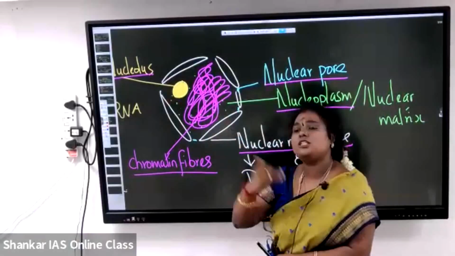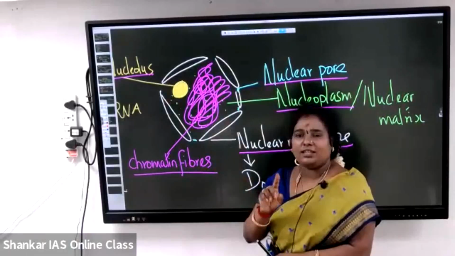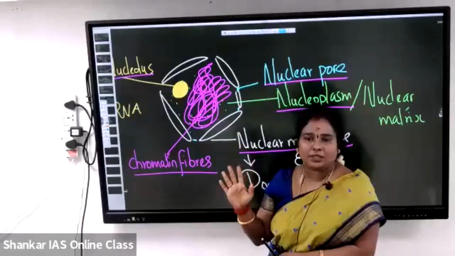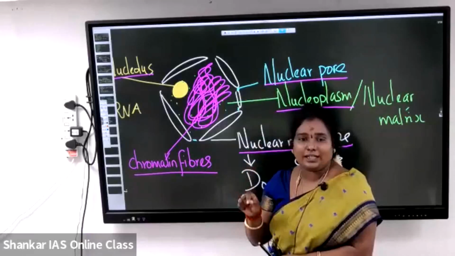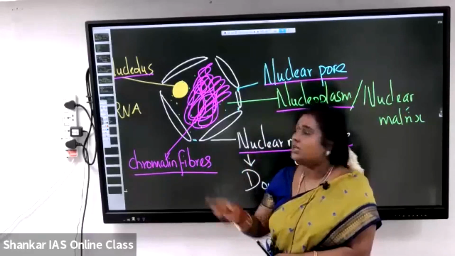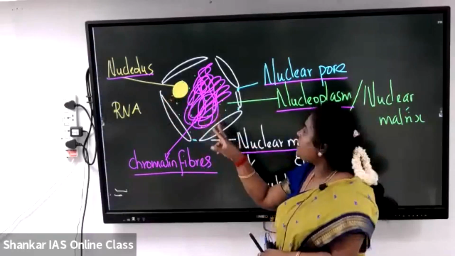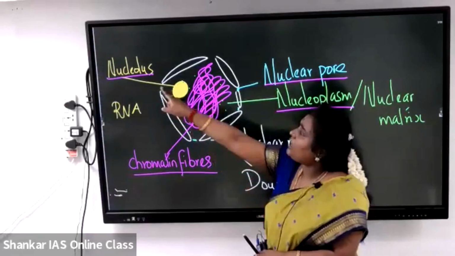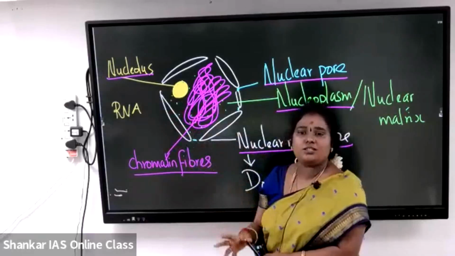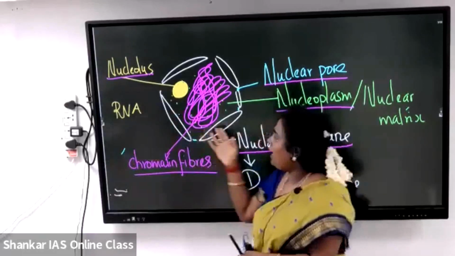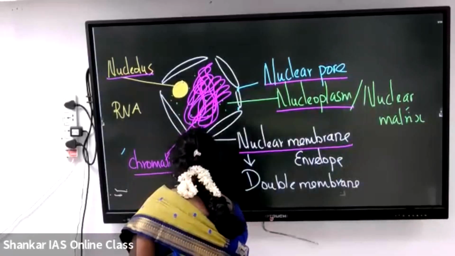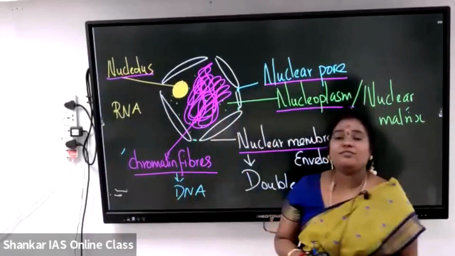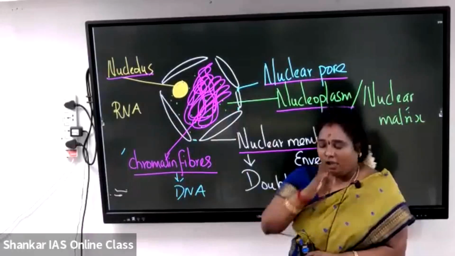So now what is the question? First question, what is nucleoplasm? In one word, it is a cytoplasm inside the nucleus. The second question, what does it contain? What is the ingredient present in it? It has the nucleolus and the chromatin fiber. What is the nucleolus rich in? Nucleolus is rich in RNA. Chromatin fiber is rich in DNA.